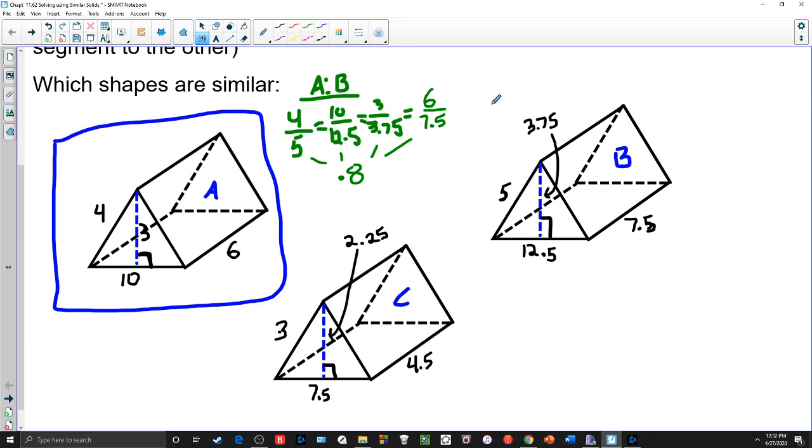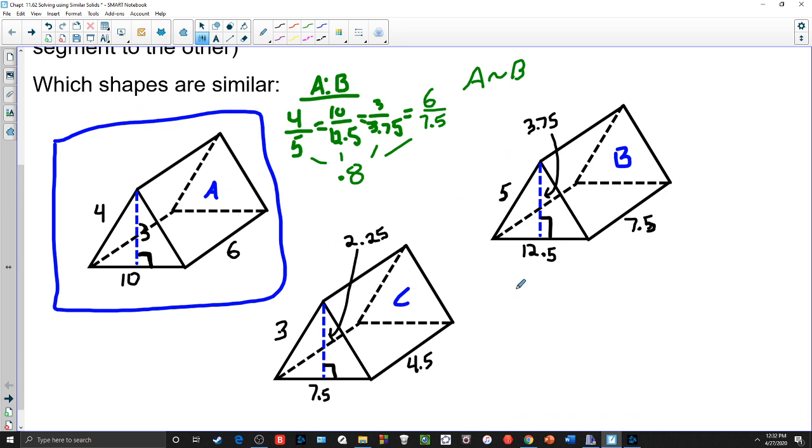If just one of these was off by a little bit, like if one of them was 0.75 or something like that, then they would not be similar. So I know that shape A and shape B are similar, which, if you don't remember, the notation for similar is shape A is similar to shape B. It's written like that. The little squiggly here means similar.